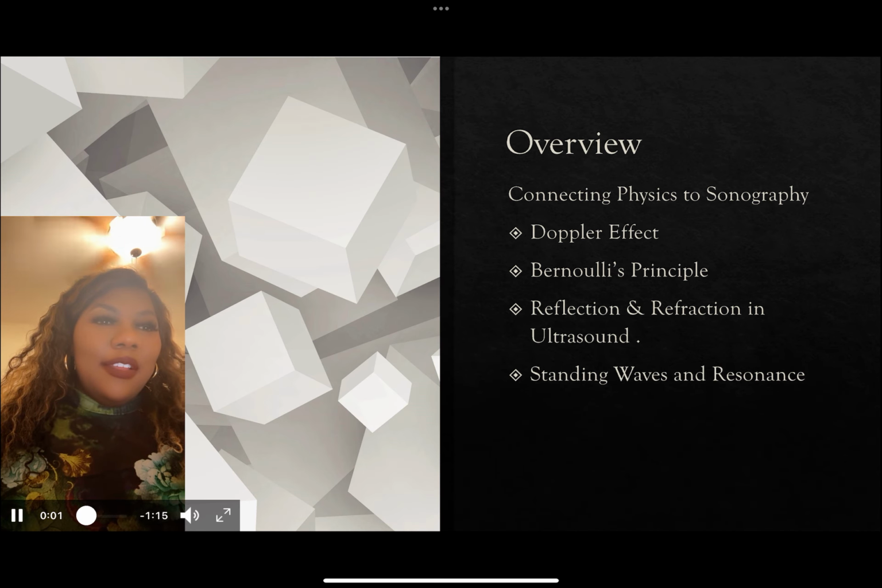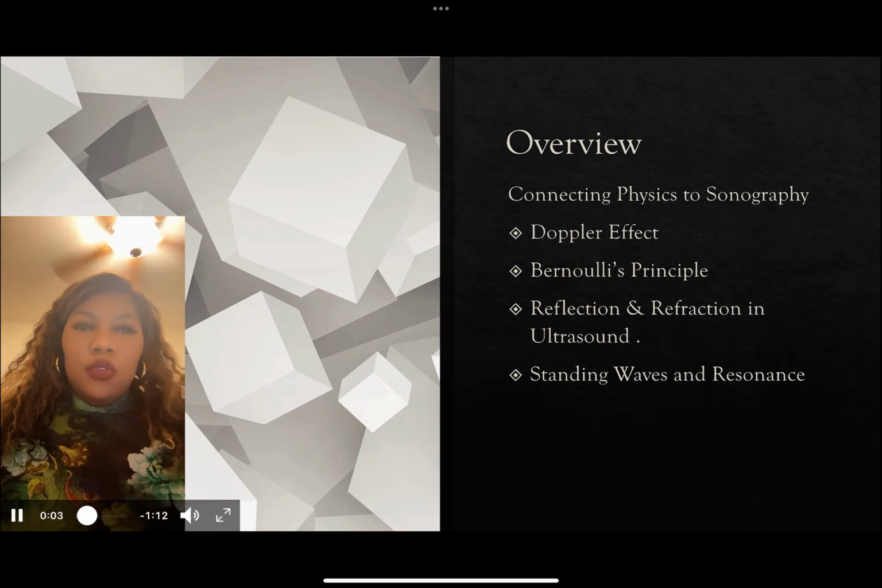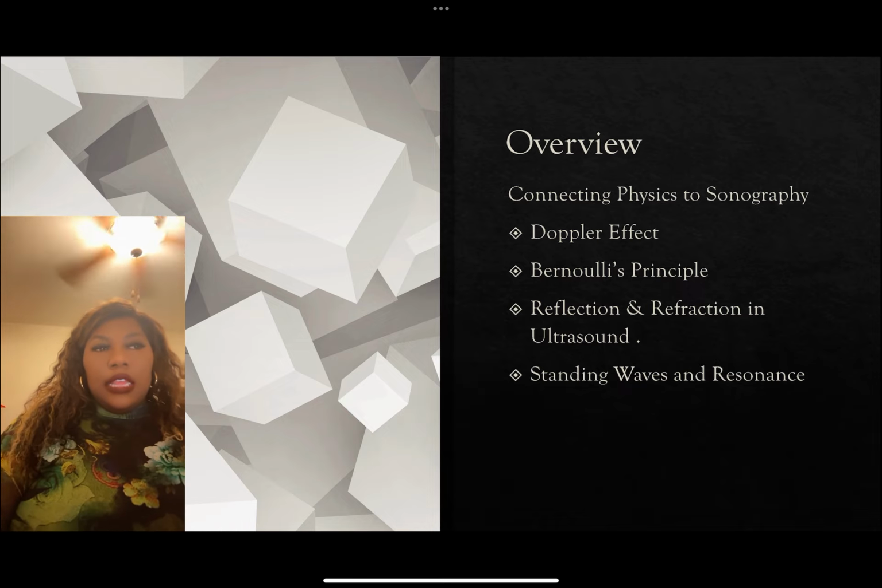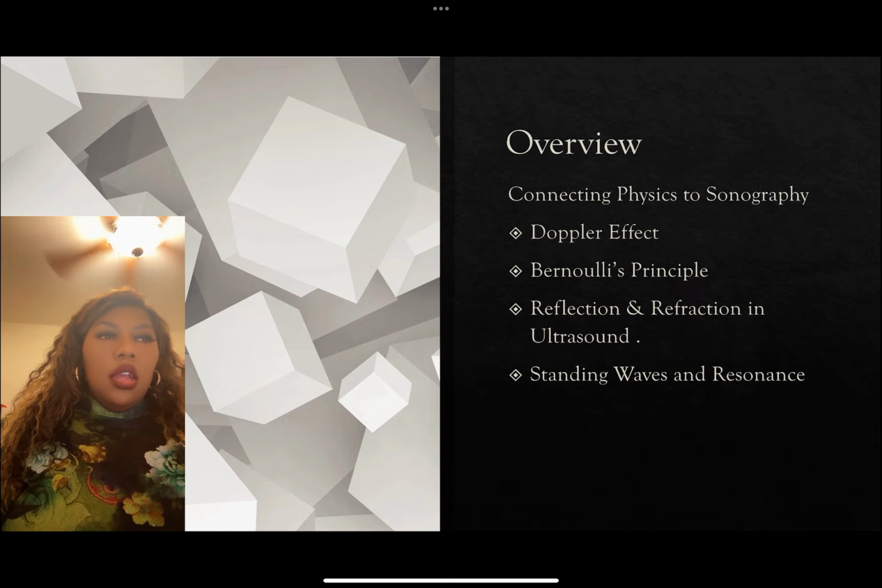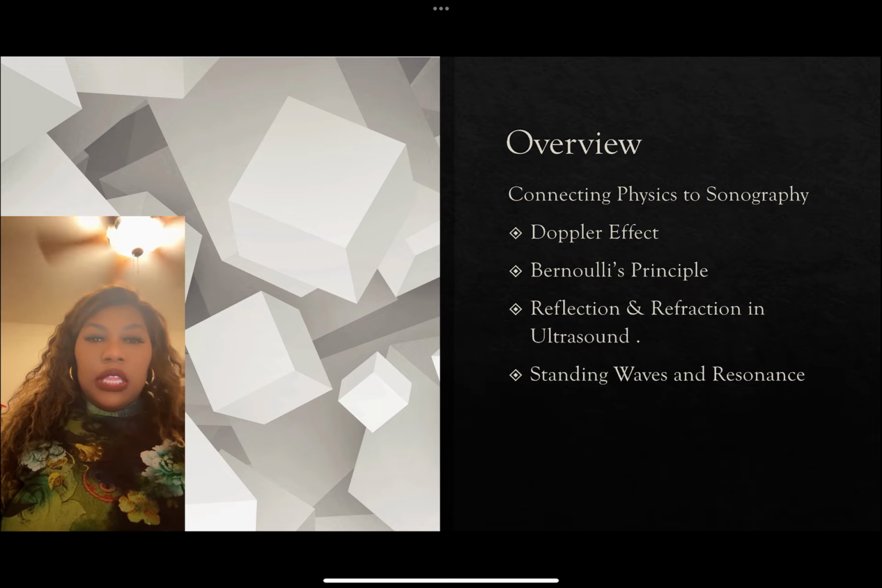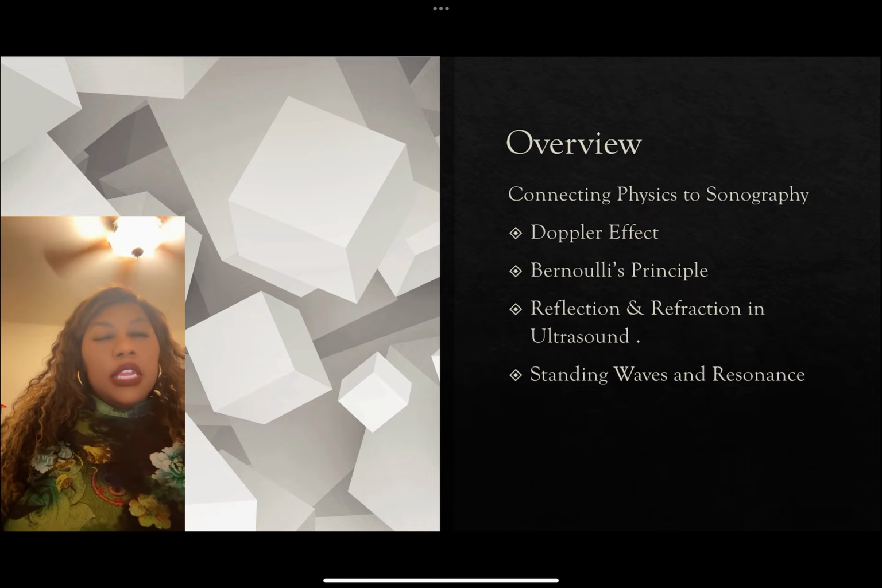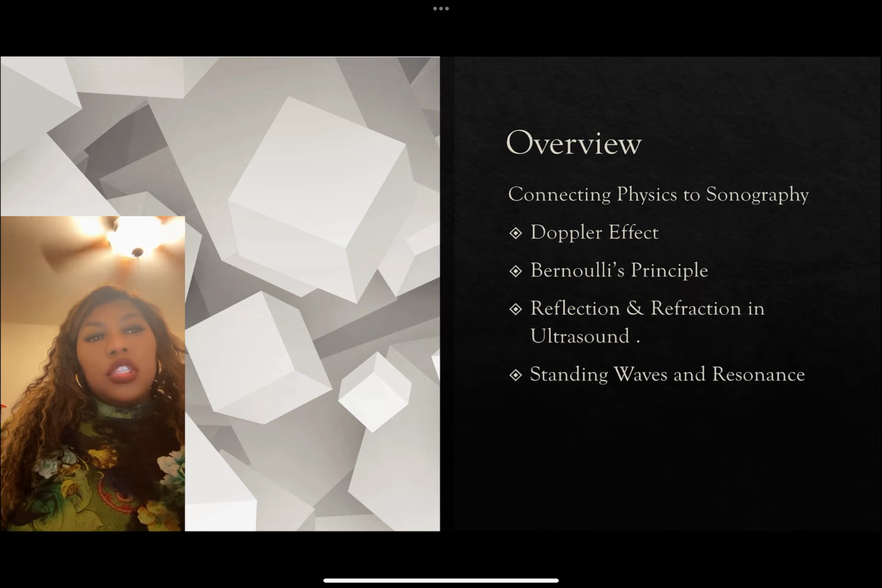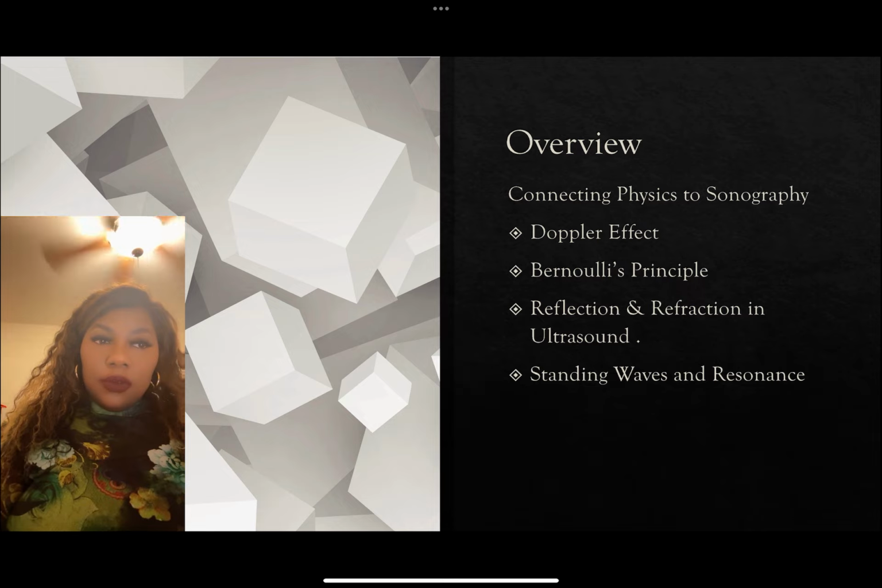So in this project, I'm going to be sharing four physics concepts that really struck home with me. And this is how they show up in real life, especially in sonography, specifically cardiac sonography, which is the field that I am working towards.